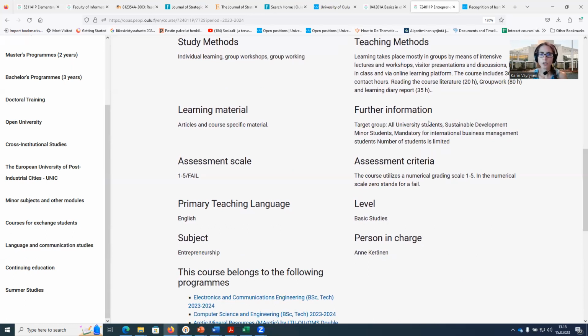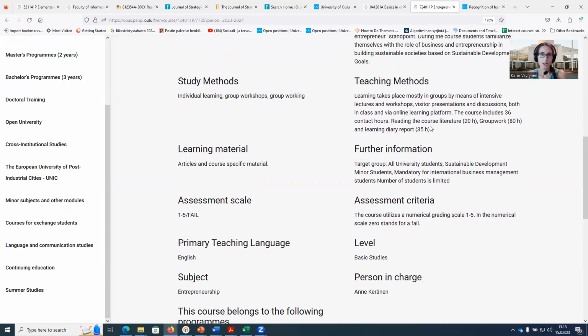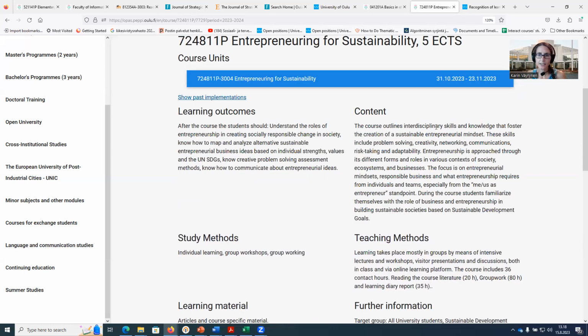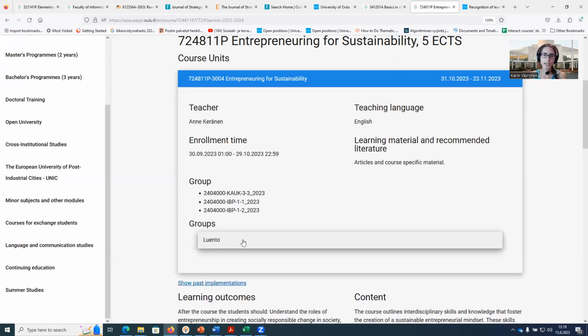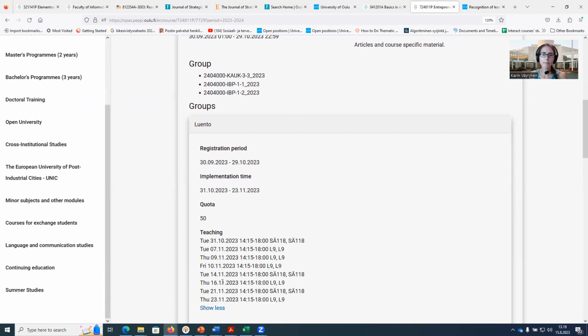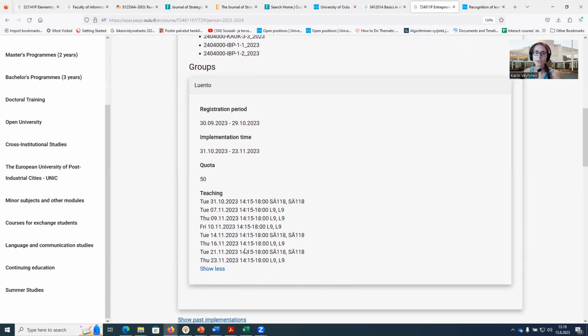Target group, all university students. So that means open for all. And I think learning takes place mostly in groups by means of intensive lectures and workshops, visitor presentations and discussions, and so on. That's now important for you to consider, because you will have your mandatory courses from our degree program. And you would have to check that these are not overlapping with the teaching times in the optional courses that you're taking, if participation in those teaching events is mandatory.